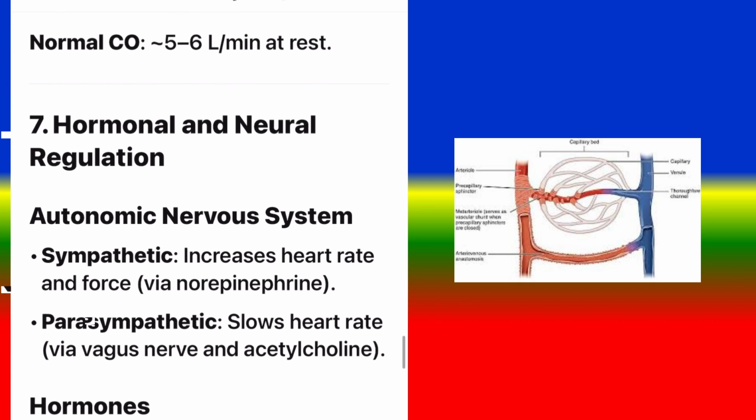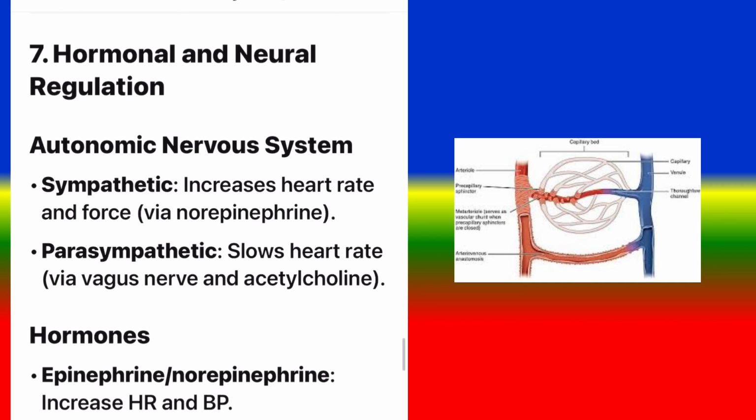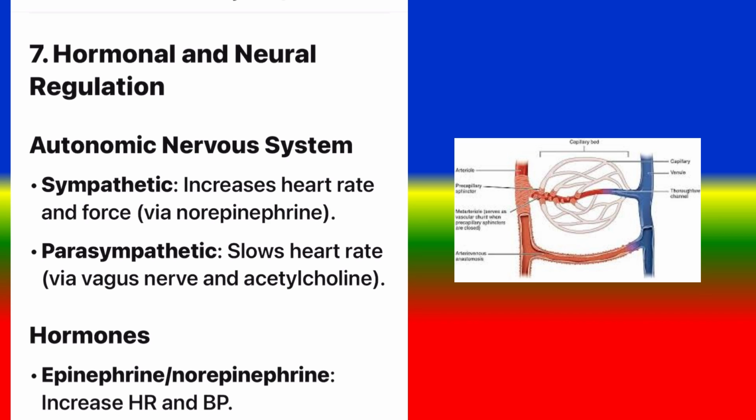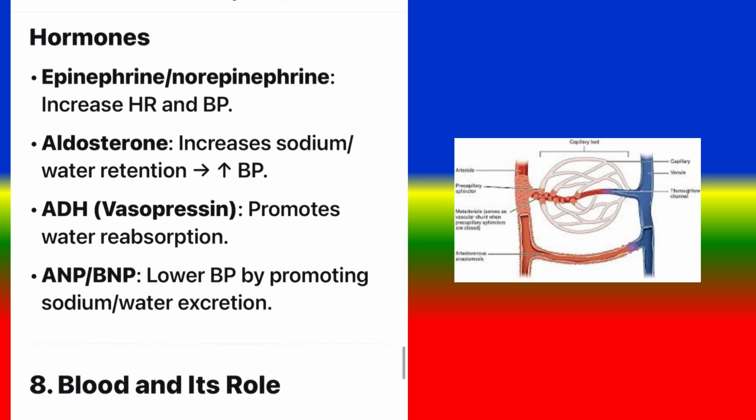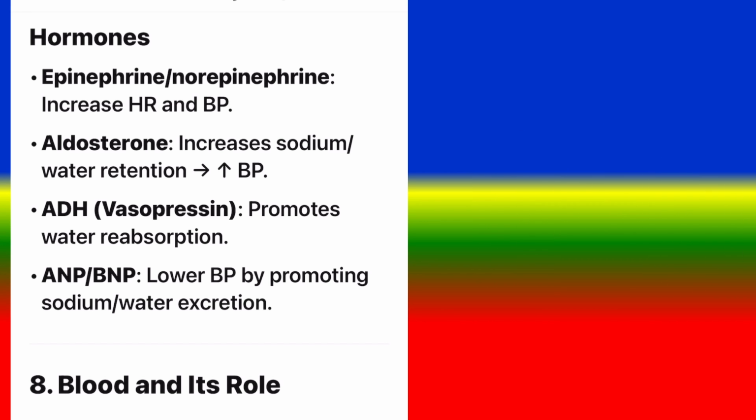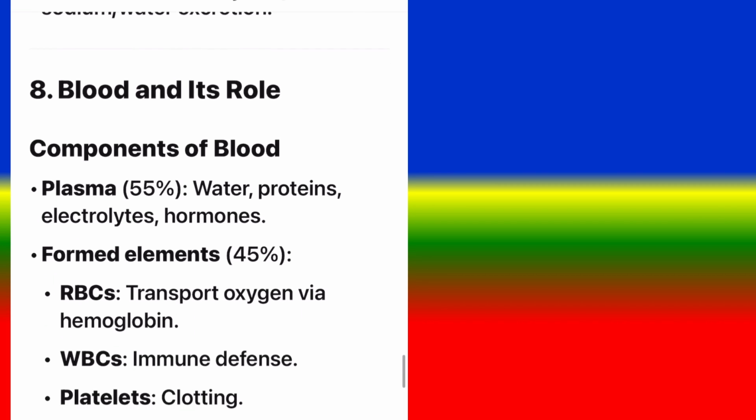7. Hormonal and neural regulation. Autonomic nervous system: sympathetic increases heart rate and force via norepinephrine. Parasympathetic slows heart rate via the vagus nerve and acetylcholine. Hormones: epinephrine and norepinephrine increase HR and BP. Aldosterone increases sodium and water retention, raising BP. ADH, vasopressin, promotes water reabsorption. ANP lowers BP by promoting sodium and water excretion.